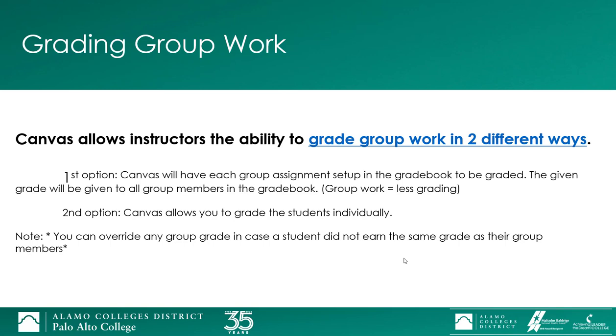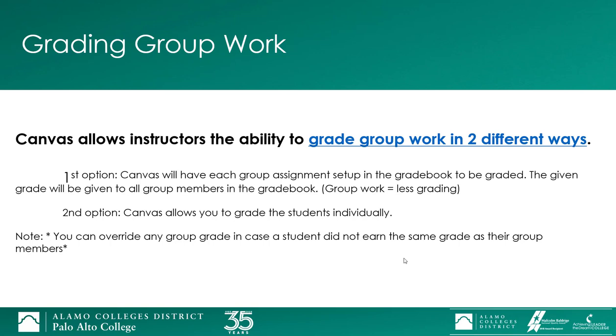And what I mean is that, say if each one of your groups has 5 students and you have 5 groups of 5, you would only need to grade 5 different submissions. And every time you grade a submission, every single one of those members from that single submission would all receive the same grade. The second option is that Canvas does allow you to grade the students individually.